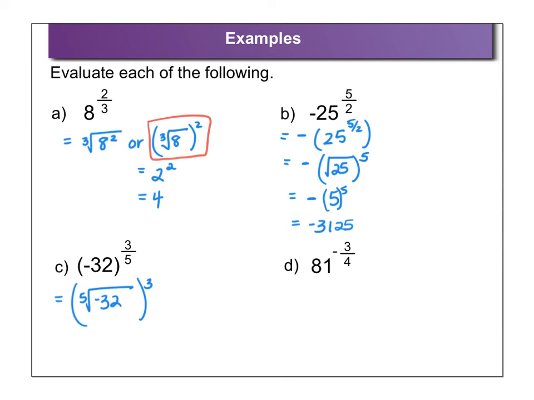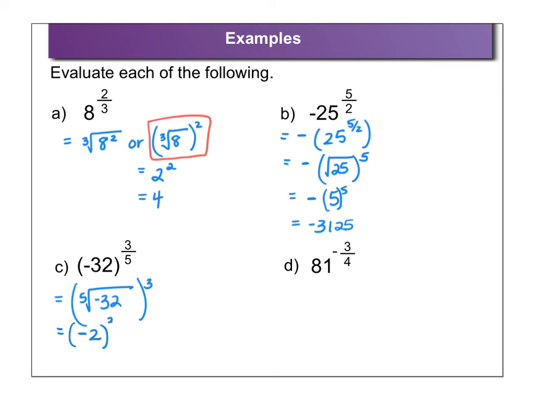I know that if I multiply 2 by itself 5 times, 2 times 2 is 4, times 2 is 8, times 2 is 16, times 2 is 32, then I'll get 32, but I want to get negative 32. So instead of multiplying 2 by itself 5 times, if I multiply negative 2 by itself 5 times, that will give me negative 32. So the answer to the fifth root of negative 32 is negative 2.